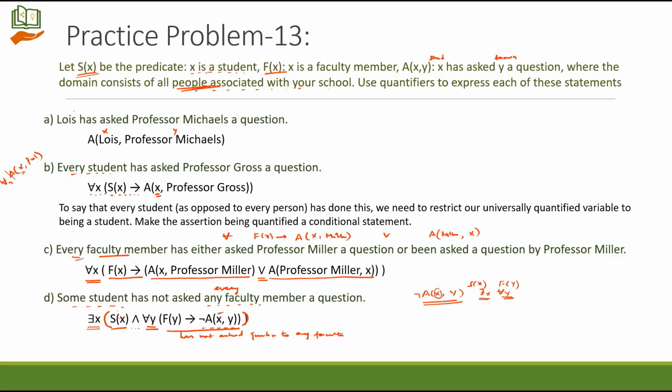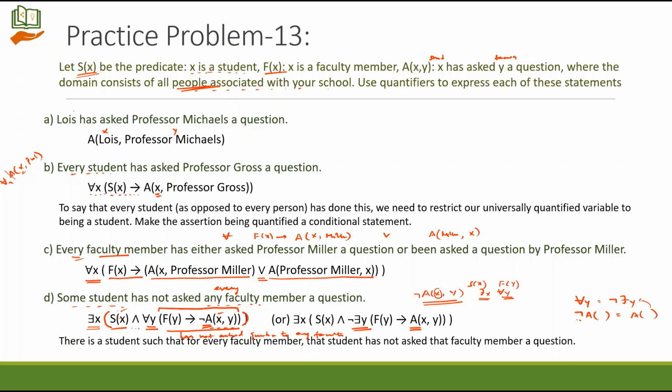This y is bound only till the faculty part, but this x is bound to the student part as well as the question asking part. Or you can write it in another way. Instead of universal y, you will have negation of existential y, and instead of negation of asking a question, we go with just asking a question. This is another way of expressing it. There is a student such that for every faculty member, that student has not asked that faculty member a question.